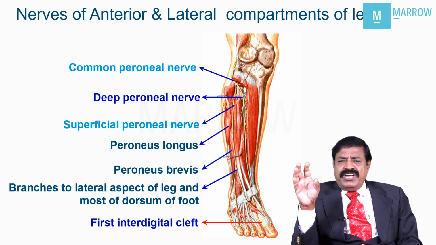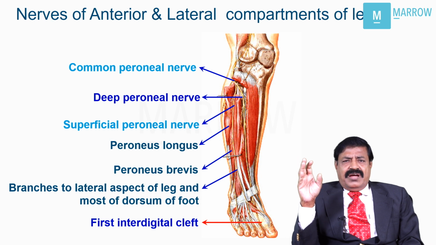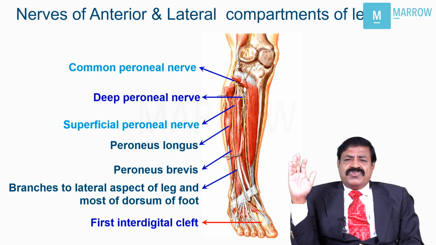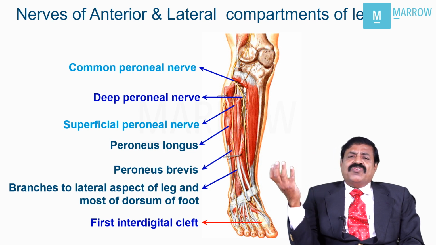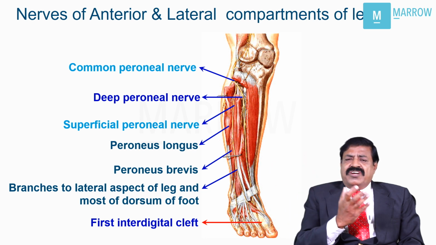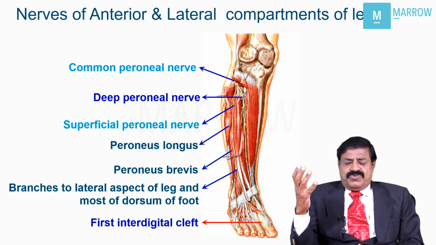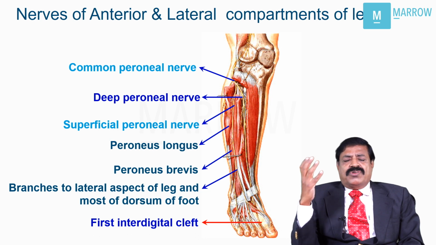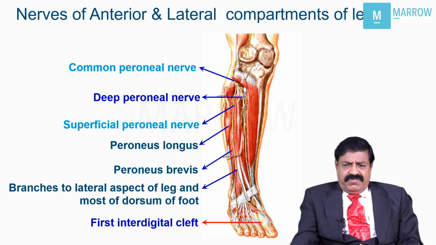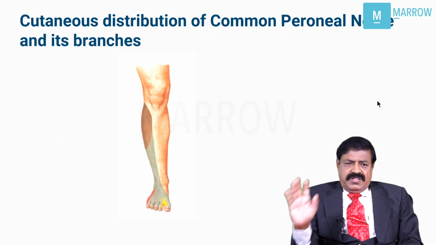It gives only some cutaneous branches when it is in the popliteal fossa and also some articular branches to the knee joint. And it leaves the popliteal fossa, then it divides into superficial and deep peroneal nerves. They actually innervate the muscles in their respective compartments and also skin over the dorsum of the foot. Okay, we will see the details.